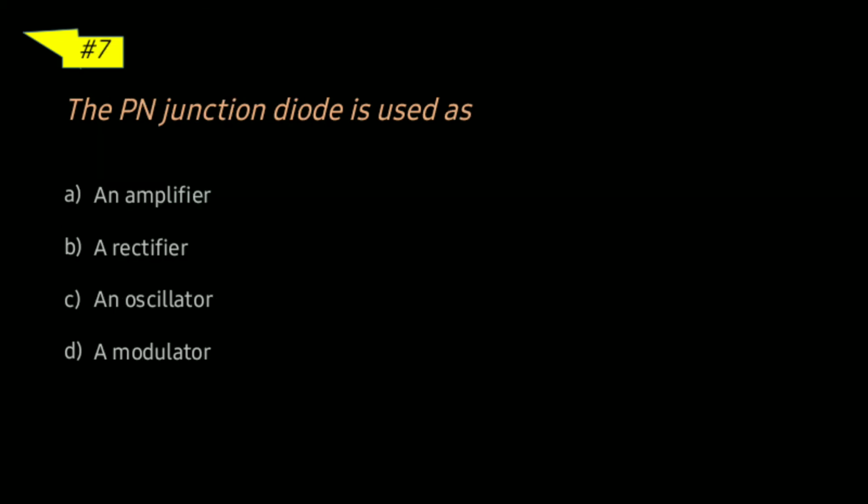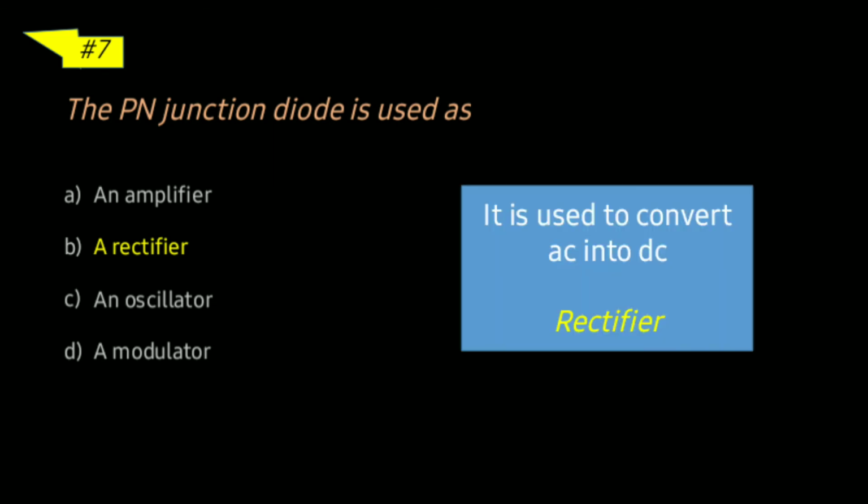The PN junction diode is used as, so that we can get an application from this question: an amplifier, a rectifier, an oscillator, or a modulator. So the answer for this question is a rectifier. Usually the PN junction diode is mainly used to convert AC into DC, so it can be used as a rectifier.